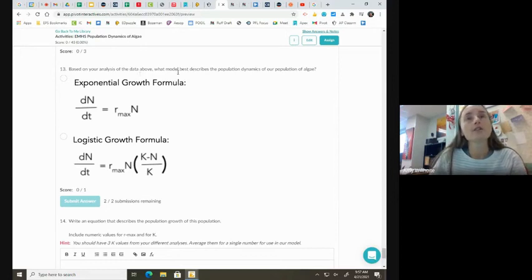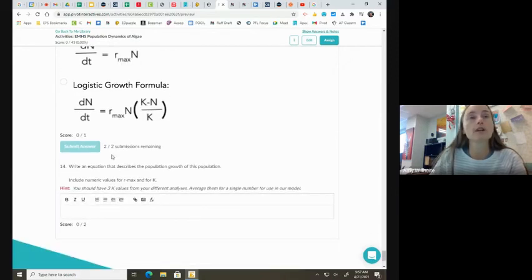And then on this particular part, based on your analysis of the data above, which formula would you use? Okay. And then you're going to create an equation. So you're going to use the logistic growth formula. Once again, spoiler alert, you're going to use the logistic growth formula because it leveled off. And so you can leave the Ns in. You don't have to have a population size. That's not part of it.